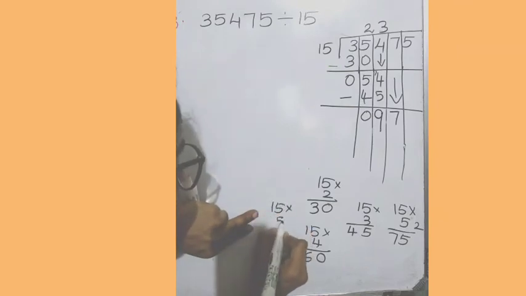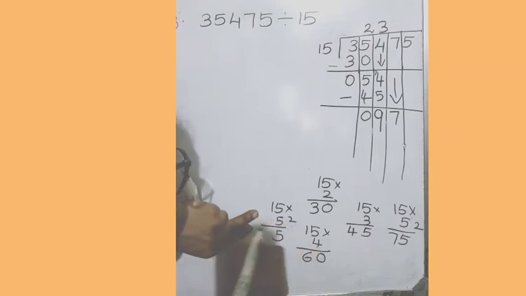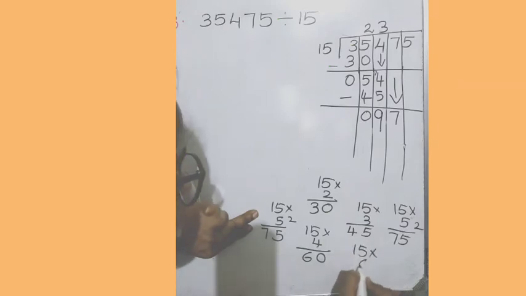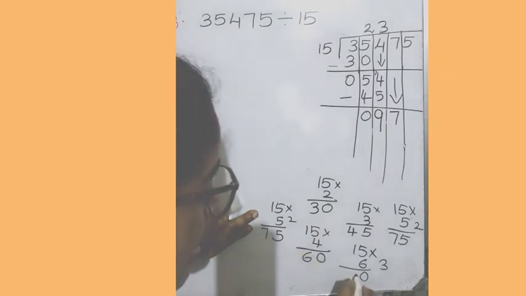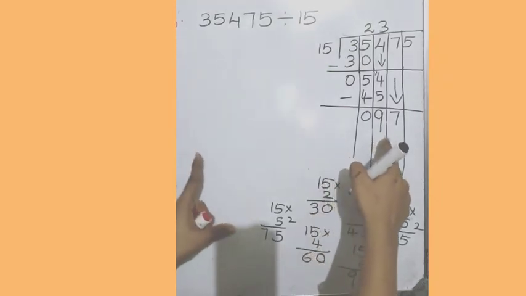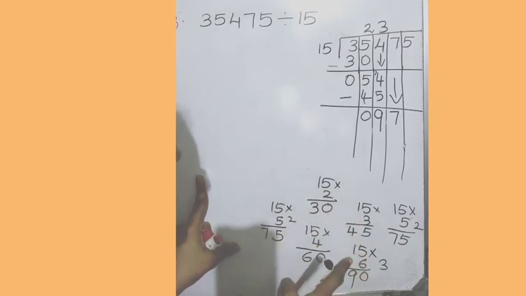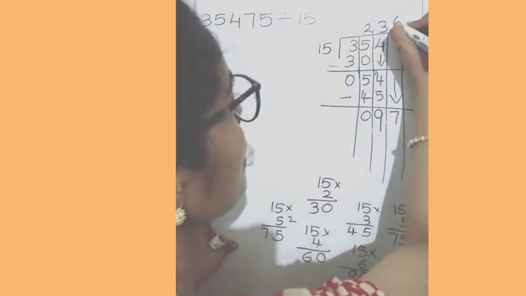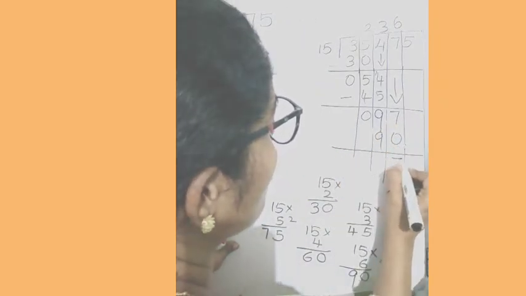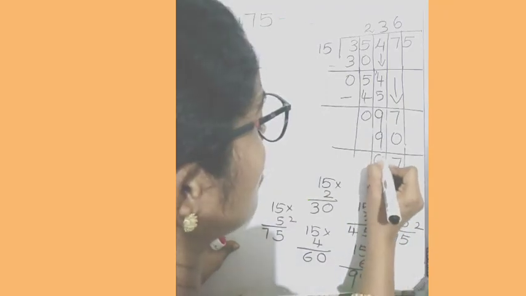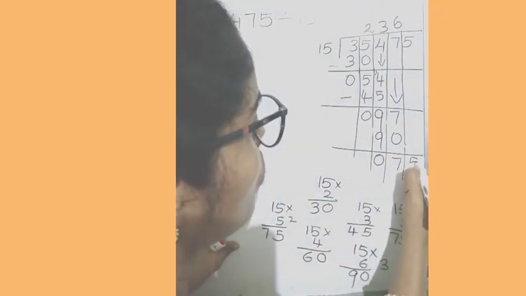15 into 5. 5 5s are 25. Carry over 2. 1 5 is 5. 5 plus 2, 7. 75. 15 into 6. 5 6s are 30. Carry over 3. 1 6 is 6. 6 plus 3, 9. 90. I can write 90 here. How many times? 6. 15 into 6 equal to 90. Draw a line. 7 minus 0, 7. 9 minus 9, 0. Bringing down this 5 to this place.